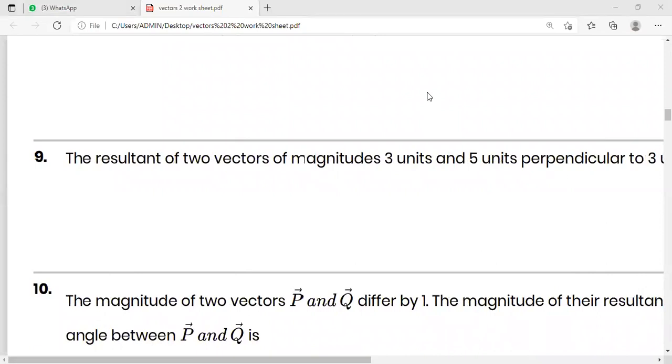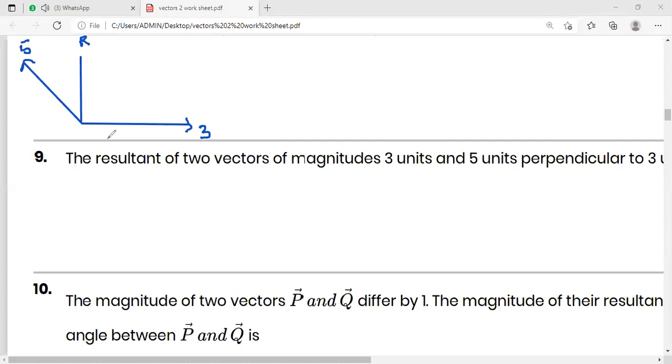Okay, see. First of all, you should know how to draw the diagram for the given case. Let me consider one vector is 3 units, and the other vector is 5 units. Of course, the resultant is at 90 degrees with the 3 units only. That means the second vector should be at some other angle. Now we can draw here. This is the vector having magnitude of 3 units, this is the vector having magnitude of 5 units, and this is the resultant.